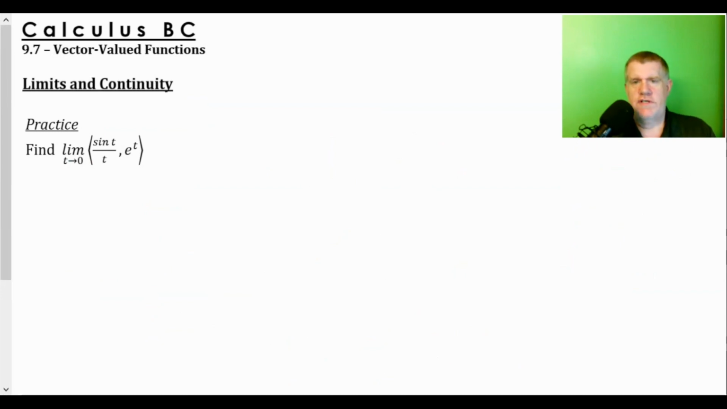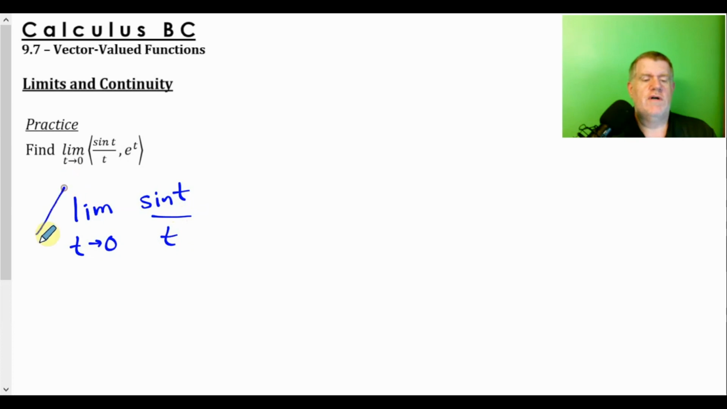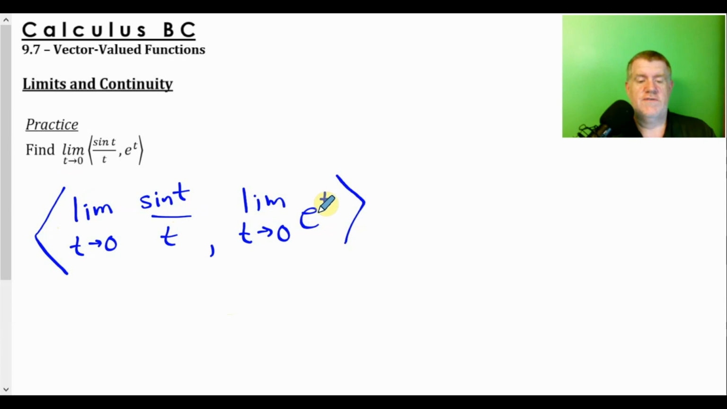With vector valued equations, all the things we do in calc are really pretty much exactly the same. If I want to find the limit of a vector valued equation, I just find the limit of each component part. That's it. The limit as t approaches 0 of e to the t is e to the 0, which is 1. That's a nice and easy one.